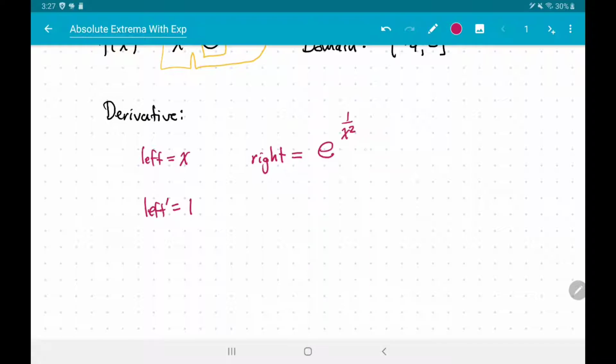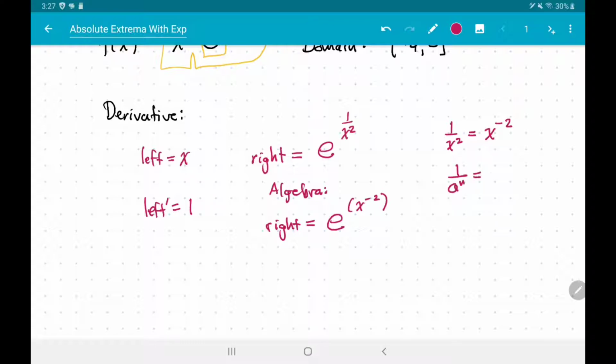For the derivative of the right, I'm going to suggest that we do some algebra first and rewrite it as e and then put x to the negative 2 up here. What I've done there is just look at the 1 over x squared subexpression and remember that in general 1 over a to the n can be rewritten as a to the minus n. The reason for doing that is that it will save us from having to do the quotient rule in a moment.